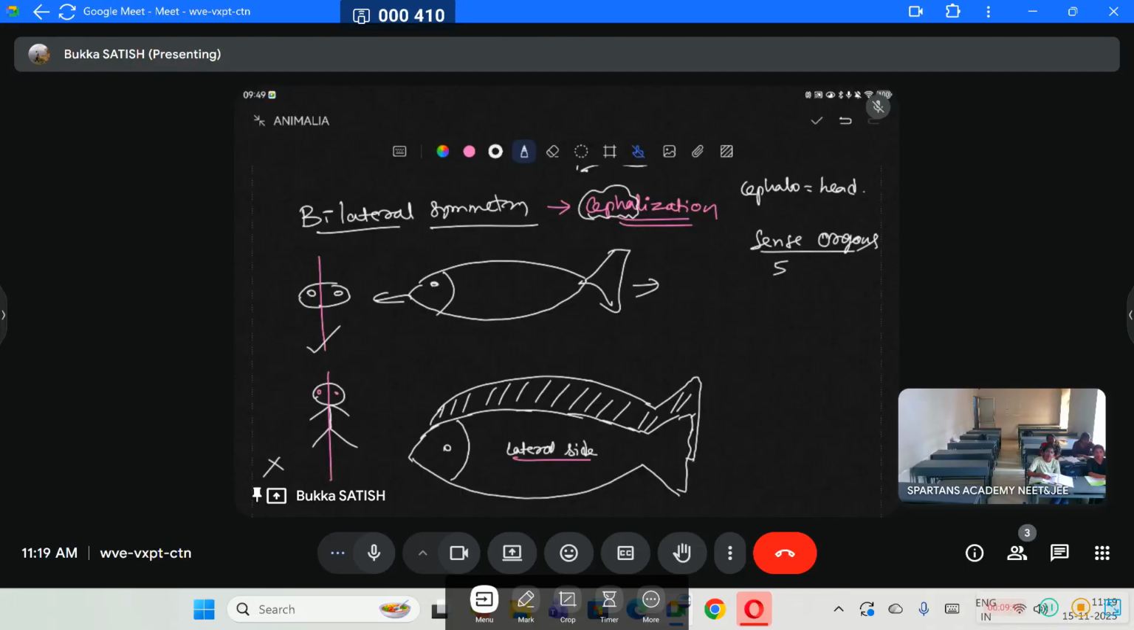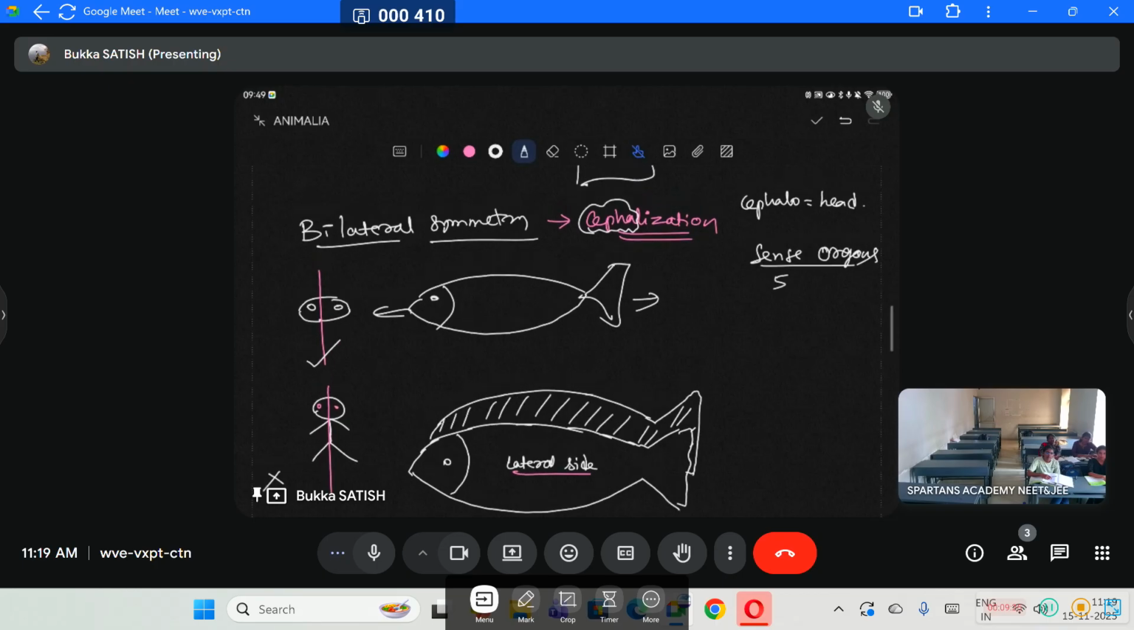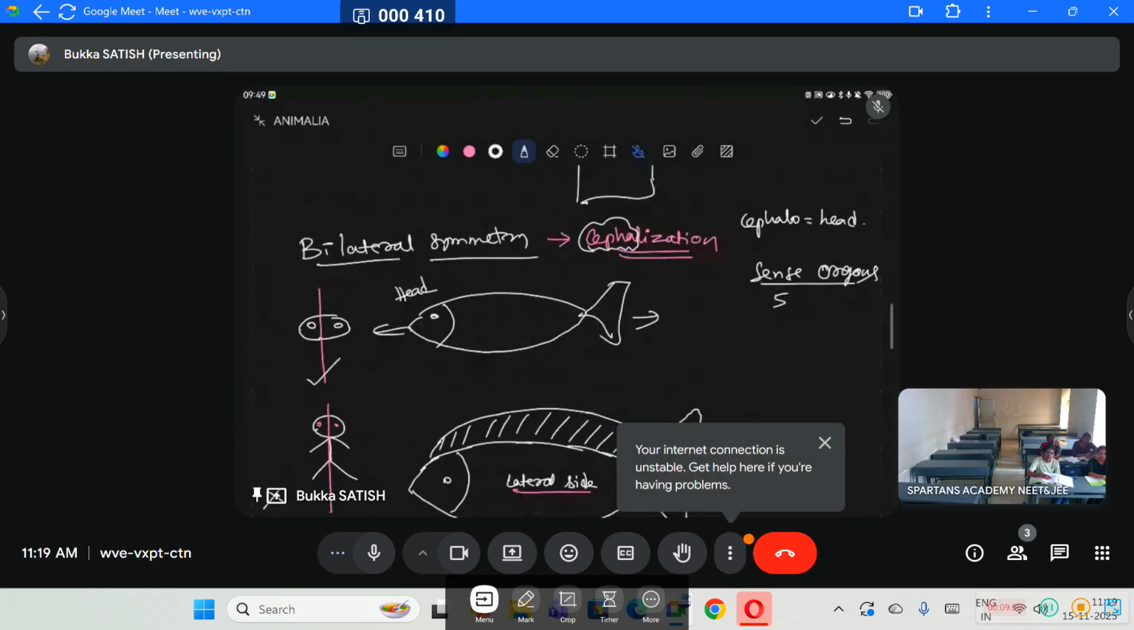Right. Now, you just think about it. Any animal with bilateral symmetry will be having head. The other side is the opposite side, tail end or whatever. Whether tail is there or not, that's a different story. But head end is this. Now, head is having all the sense organs. Any animal will move with its head first, right?